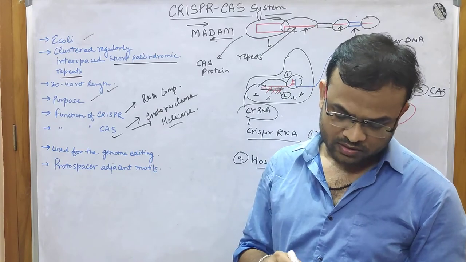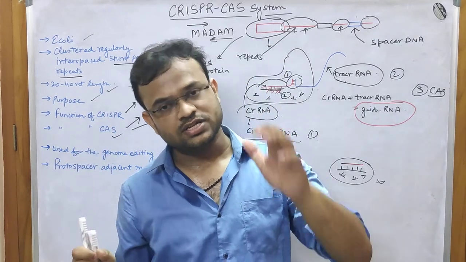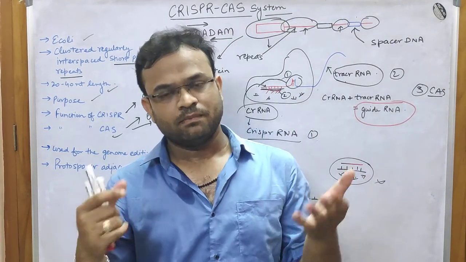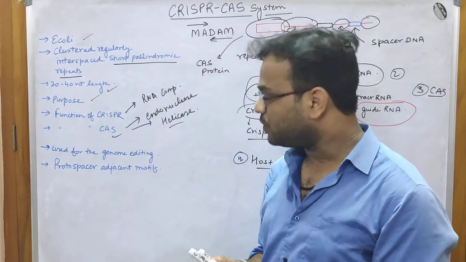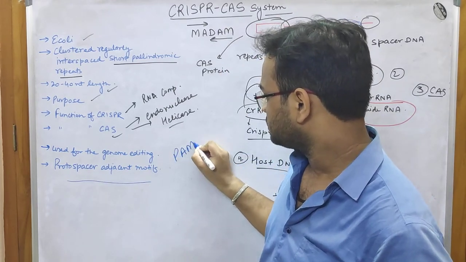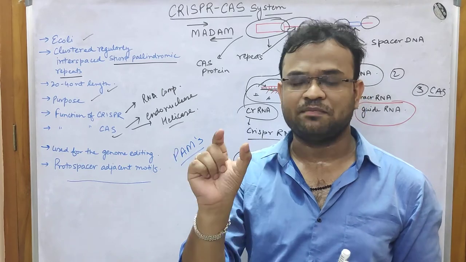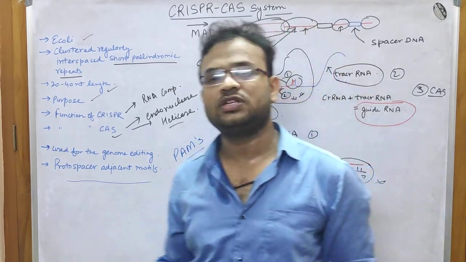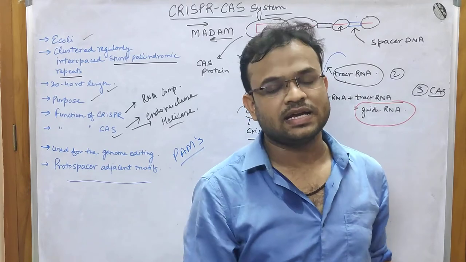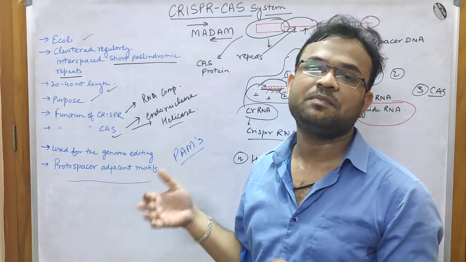Okay, so now one thing comes to mind: how can one be sure, or how does this system ensure, that the region or segment that it is cleaving is the viral segment only? Why doesn't it cleave the bacterial segment? So the answer to this is, the viral region contains protospacer adjacent motifs, or PAMs. These are specific markers present on the viral DNA, and this basically separates the viral DNA from the bacterial DNA, and that is why the bacterial DNA is saved and not cleaved, and only the viral DNA portion is cleaved.